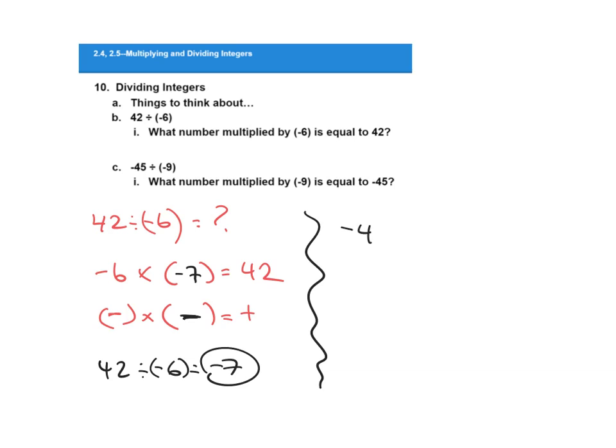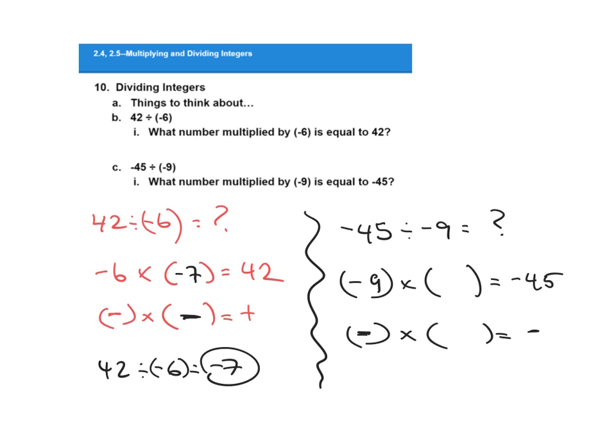And then negative 45 divided by negative 9 equals something. So you're thinking negative 9 multiplied by something would be negative 45. And so this is a negative multiplied by something to be a negative. And so a negative multiplied by a positive would be a negative. So negative 45 divided by negative 9 would be a positive 5.